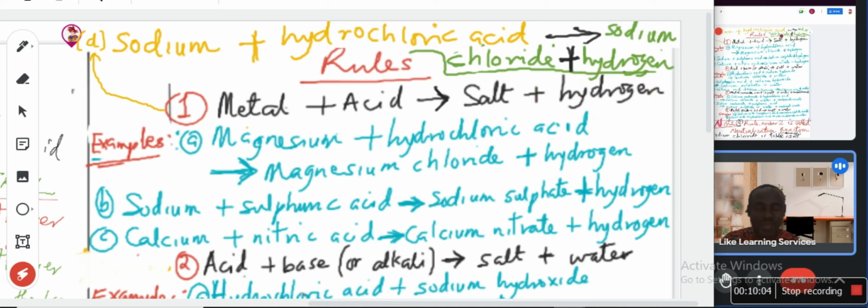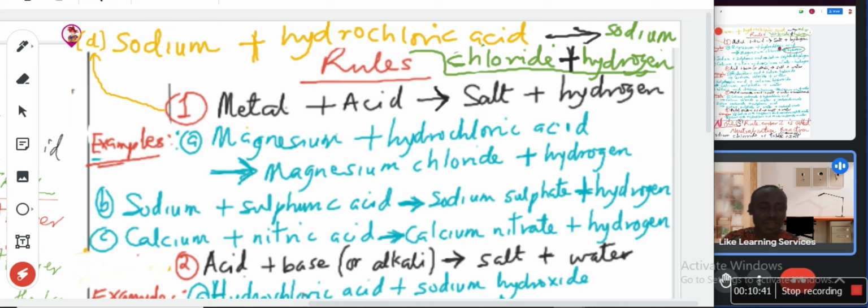Give me an example of a metal. Iron, magnesium. For instance, magnesium plus hydrochloric acid will give you what? Read this. Magnesium plus hydrochloric acid gives magnesium chloride plus hydrogen.